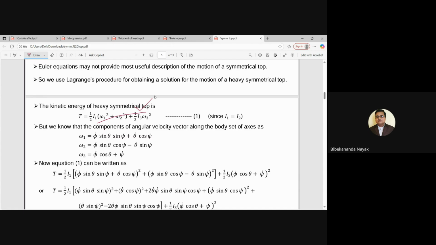Now the components of angular velocity, omega1, omega2, omega3, you can calculate using the rotation formula we discussed in the case of the Coriolis effect. Using that, you get omega1, omega2 and omega3 like this. If you are interested, I am also providing the slide. Please wait one minute.